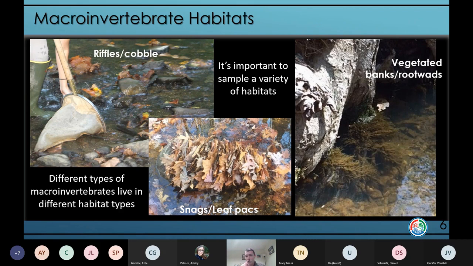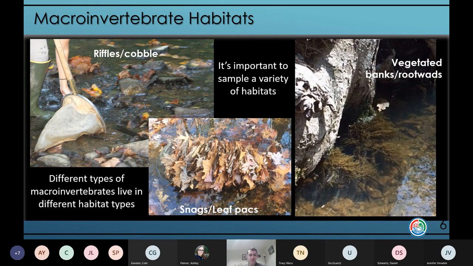But it's also important to sample a variety of habitats because some insects only live in certain habitats. For example, dragonfly larvae often do not want to live in riffles. They want to live in leaf packs or vegetated root banks, much slower moving water. That's where they prefer. So it's important to hit different types of habitats so you're getting the best sample of the overall stream or the area that you're trying to get a sample of.